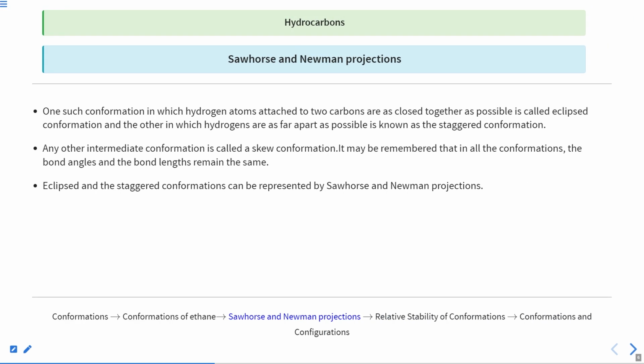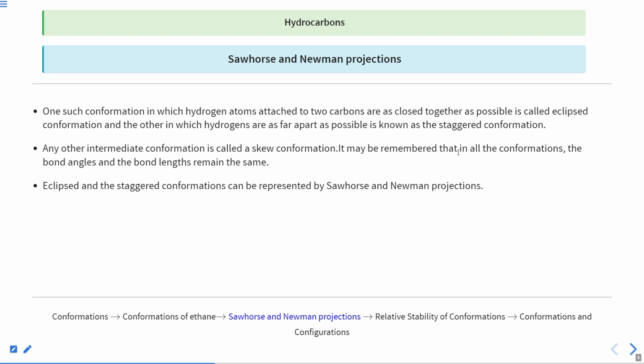Now, one such conformation in which the hydrogen atoms attached to the two carbons are closely aligned is called the eclipsed conformation. Now, out of the infinite number of conformations that are possible, we will take two to a maximum of three types of conformations. One would be eclipsed, another would be staggered, and the third one would be skew. So we'll not talk about the skew one. Yeah, here it is written. Another intermediate conformation is the skew conformation. Any conformation that is not eclipsed or staggered is called a skew conformation.